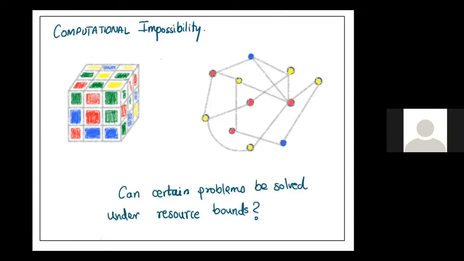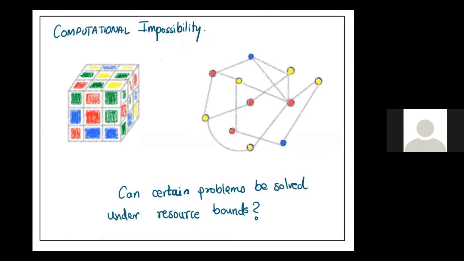So in computation, we care about how one can solve a certain problem, okay? So for example, in mathematics, often we care about existence of things, but in computation we also want to compute them efficiently. So here on the picture you see some nice diagrams, and the typical question that computational complexity theorists ask is, can a certain problem be solved efficiently? And what does efficient mean?